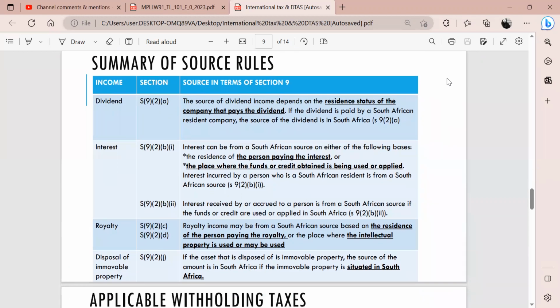In terms of the disposal of immovable property, the point of reference is Section 9 2J, and it reads as follows. If the asset that is disposed of is immovable property, then the source of the amount is in South Africa if the immovable property is situated in South Africa. So if the taxpayer is disposing of immovable property which is situated in South Africa, then the source of those proceeds will be from a South African source, since the immovable property will be situated in South Africa.